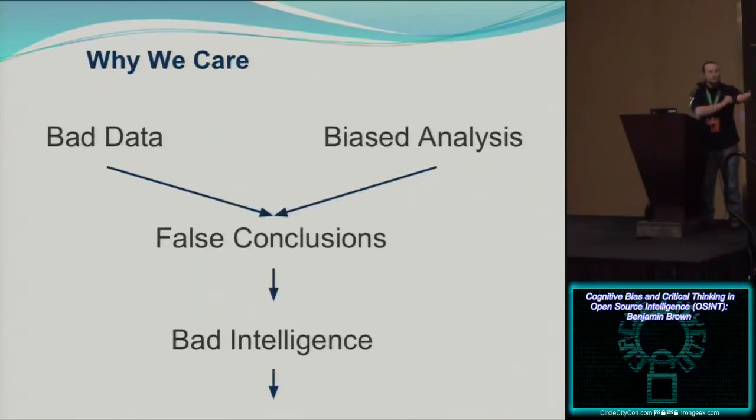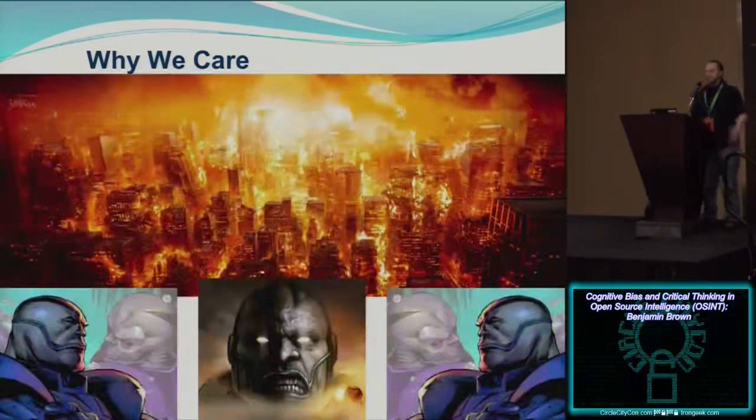So to give you sort of an overhead view of the flow here. Bad data and biased analysis feeds into false conclusions. These false conclusions are what lead to bad intelligence and poor decisions. And this, of course, leads to apocalypse and Armageddon. So yes, that seems hyperbolic, but if you're familiar with the Bay of Pigs incident and the Cuban Missile Crisis, that is how that went down.